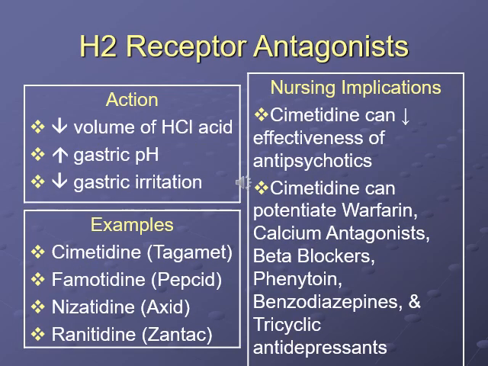So the H2 inhibitors, you'll see a lot of these prescribed. They block the histamine release, which decreases the volume of acidic secretions. They all end in -tidine, so famotidine, cimetidine, ranitidine. So hopefully you've seen these medications and remember them as H2 blockers and reduction of acid.